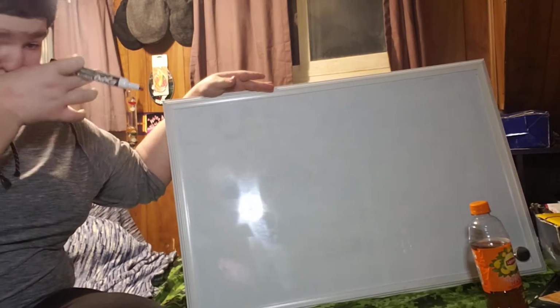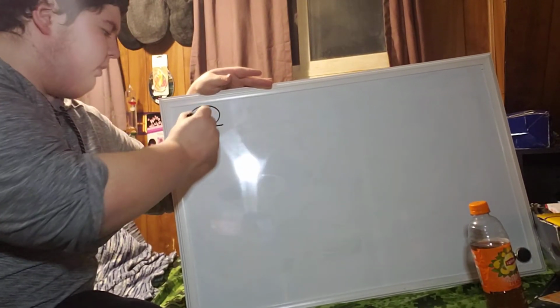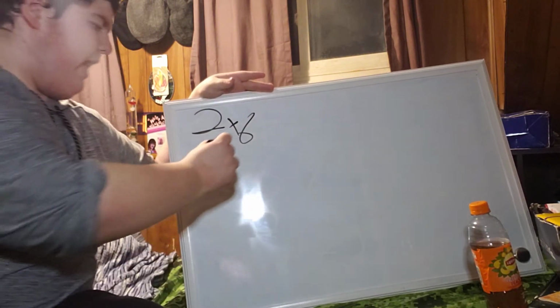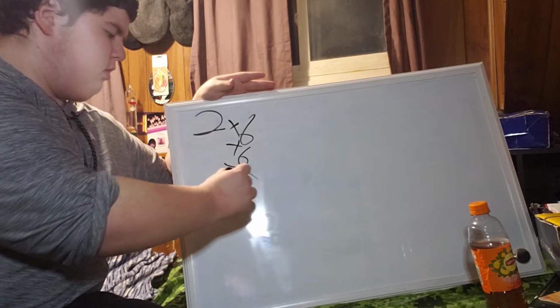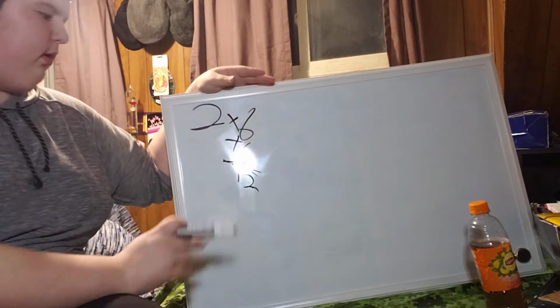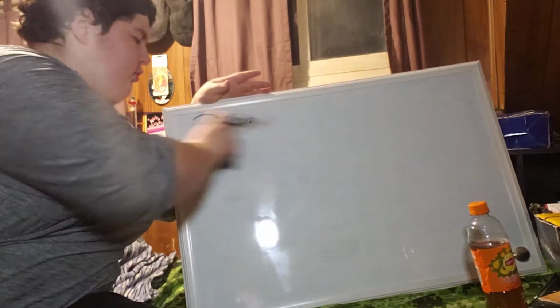Now 2s, you just add the number. So 2 times 6, okay? Just add 6 to itself. Okay, so 6 plus 6 equals 12. 2 times 6 is that.